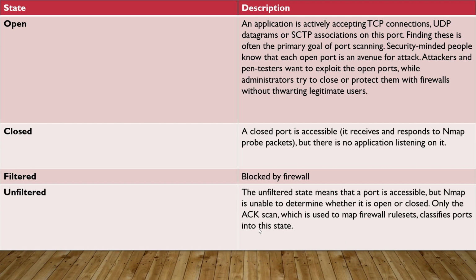Lastly, we have what is known as an unfiltered port. An unfiltered port is a port that is accessible through scans, but we're unable to determine whether the port is open or closed. So those are the 4 states that you're going to see when you perform an Nmap scan. You should have a good understanding of what these states are, what they mean, and what they are going to present to us as security administrators to ensure that our system is secure and functioning properly.